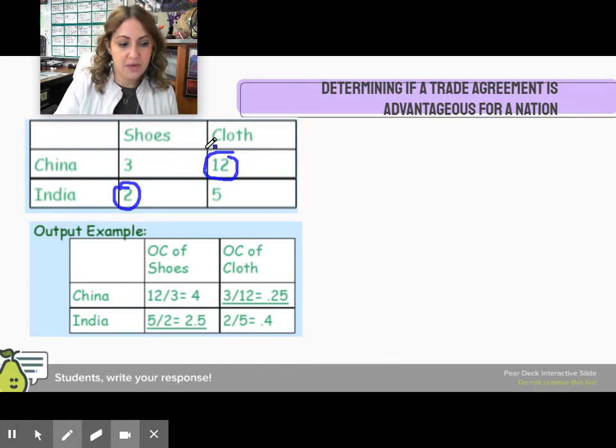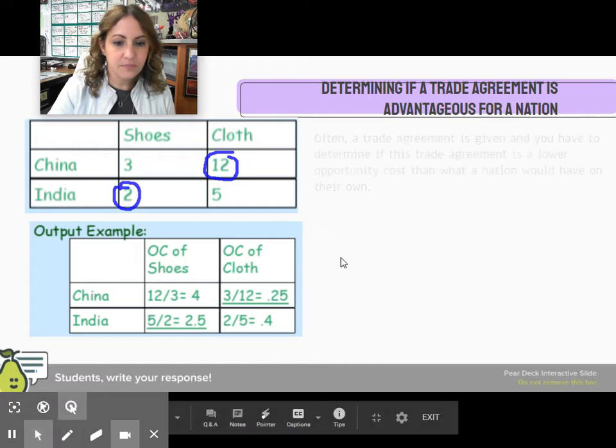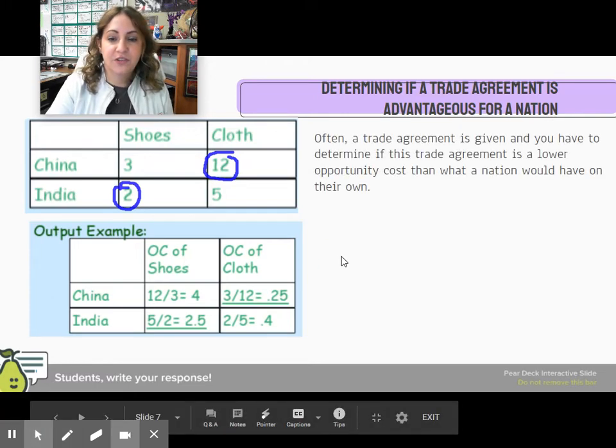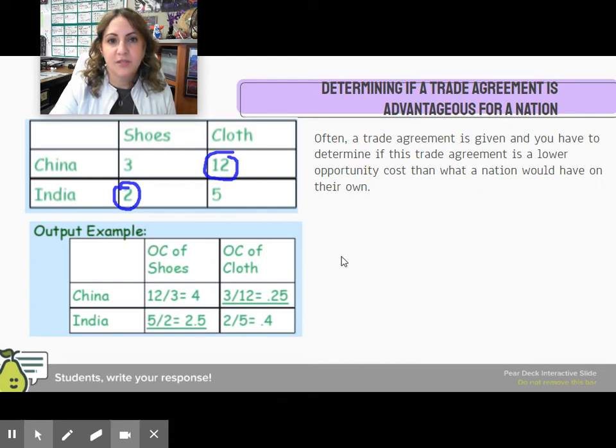So when it comes to the AP exam, a trade agreement is often given to you in a problem. This could be a multiple choice problem. This could also be an FRQ type of problem. A trade agreement is given and you have to determine if this trade agreement is good, if this trade agreement is lower opportunity cost than what the nation would have done on their own.